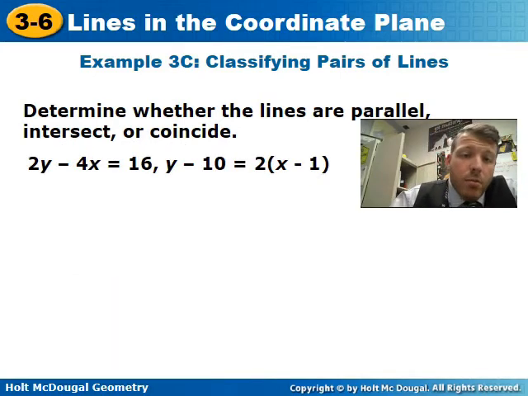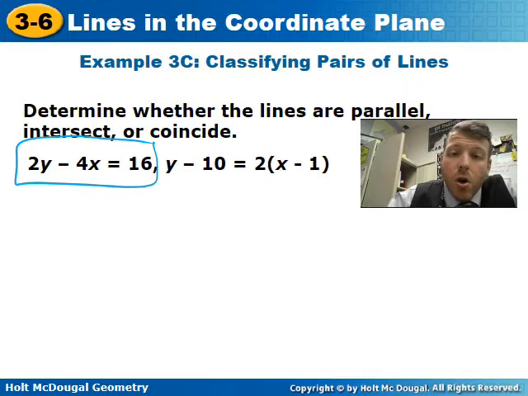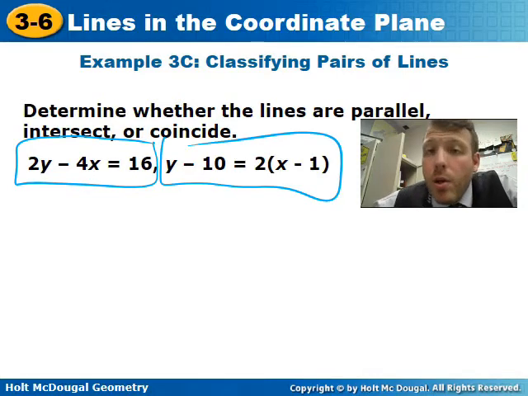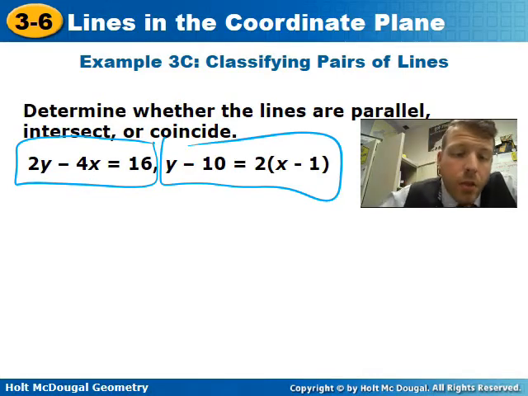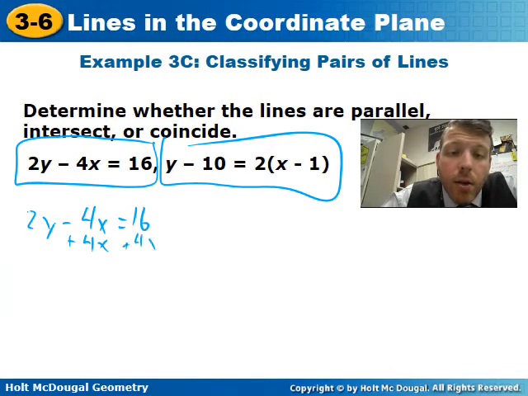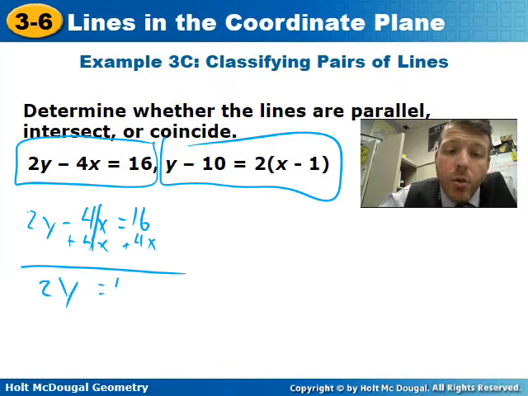If you take a look, both of these equations are not solved for y. So what I want to do is solve them for y. Right now, to solve this one here for y, I need to add 4x to both sides. Remember, this doesn't make 20x over here because they're not like terms. You have 2y equals 4x plus 16.